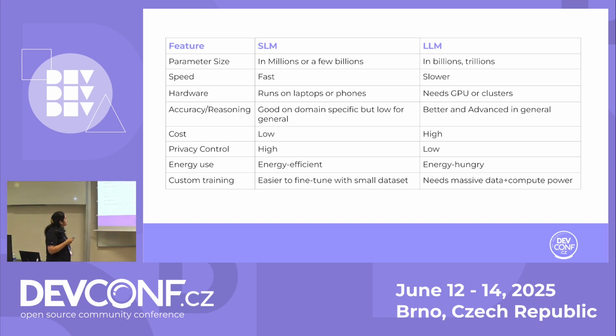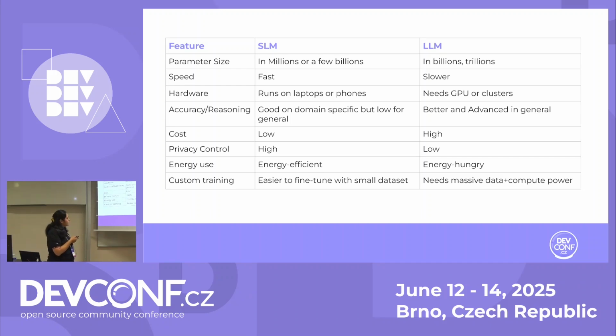Cost-wise, small language models are low, as they can be run on your laptops or any edge devices. You would not have to have a GPU with them. Even the training process doesn't take a lot of time and is also cheaper. For LLMs, the cost is of course high because of the GPU infrastructure, the amount of time in training, and everything. Privacy control in a small language model is high because we can develop the infrastructure and own it. But for a large language model, we have to have a cloud provider and deploy it there, or some external service.